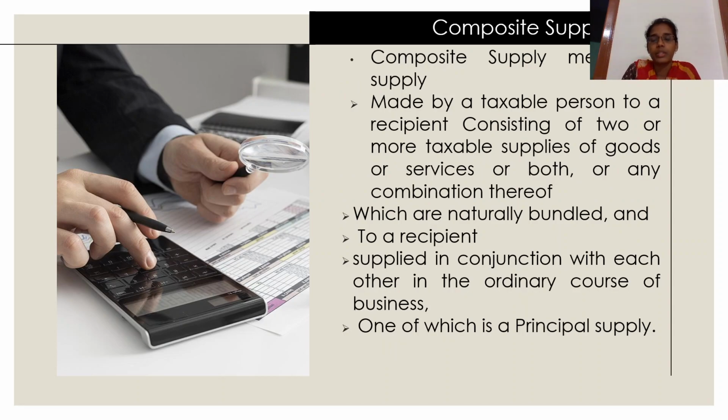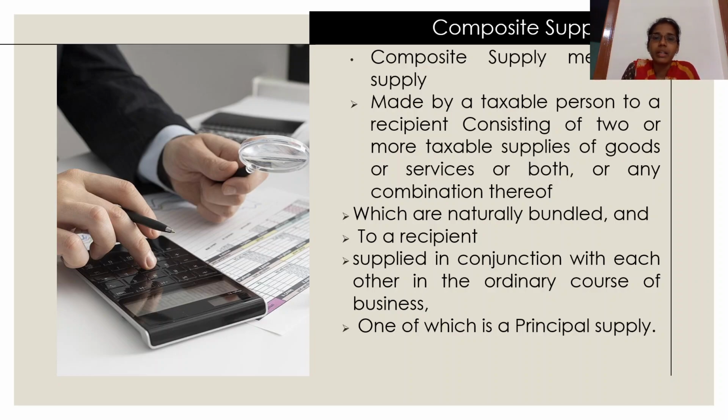The definition of composite supply is given under Section 2, sub-section 30. Composite supply means a supply made by a taxable person to a recipient consisting of two or more taxable supplies. We have seen that it is not an individual supply. We have two or more goods or services that are provided together. So it consists of two or more taxable supplies of goods or services or both. It can be either two goods or two services, or one good with one service. It can be any combination thereof which are naturally bundled.